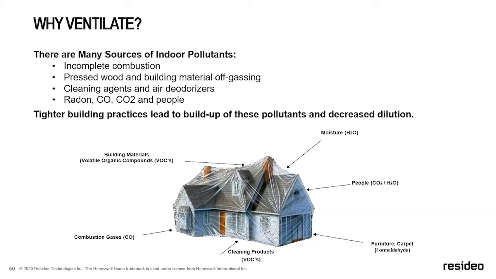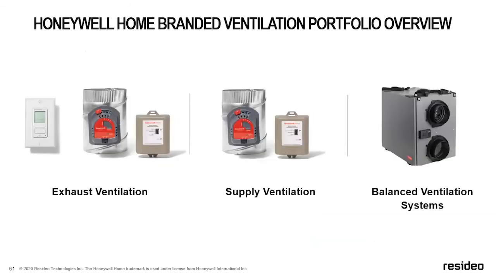Not to mention radon is another thing that happens within homes and can come up through the ground. So tighter building practices lead to buildup of these pollutants and decreased dilution. So if we exchange the air within this home, we make it more in control and a better living environment. So how do we do that?